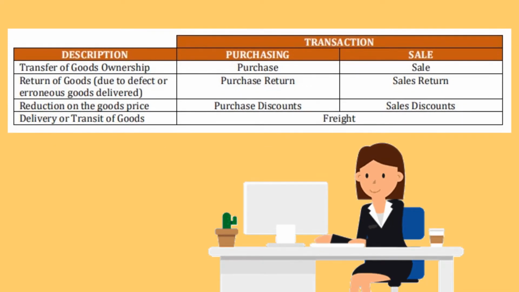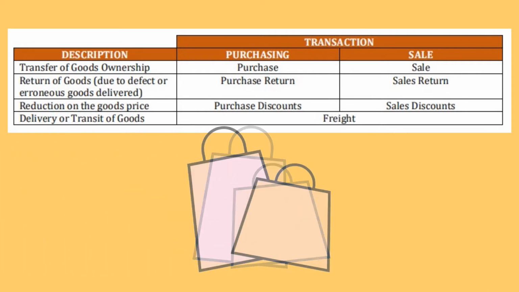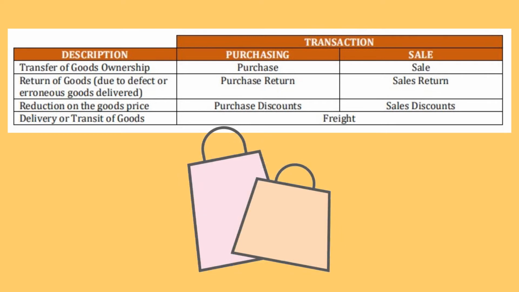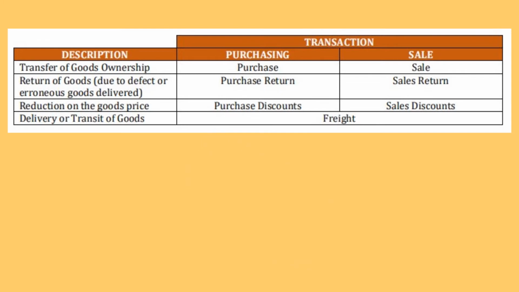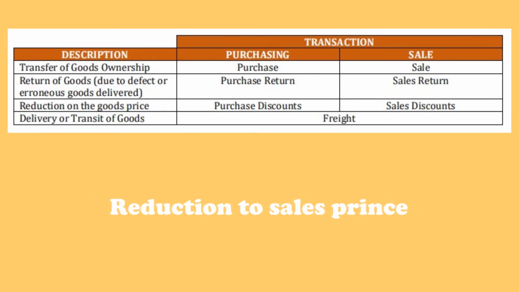In the purchase section, you record it as a purchase of an asset on account or for cash, while in the sales section, you record it as a sale on account or for cash. In return of goods, you record a reduction on payable if the purchase was on account, or a refund if the purchase was for cash. In the sales section naman, record a reduction on receivable if the sale was on account, or a refund if the sale was for cash. For the reduction of price, record as a discount a reduction to the purchase price, while in the sales section naman, record as a discount a reduction to the sales price.